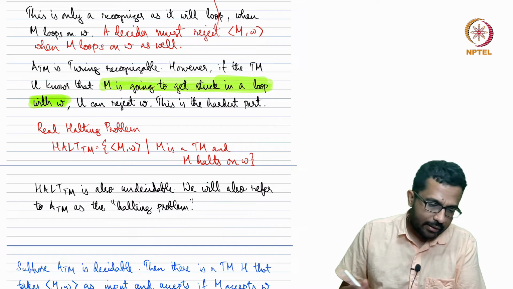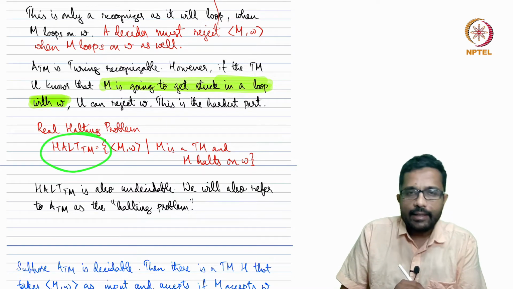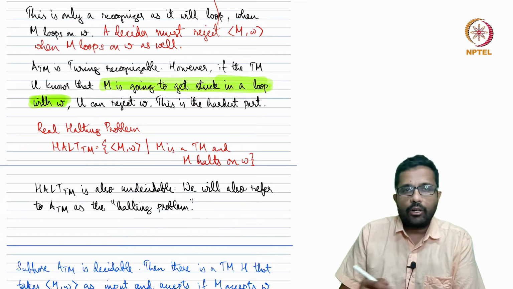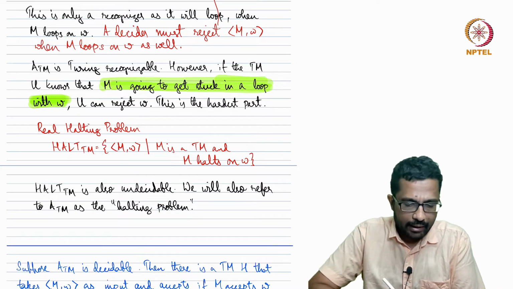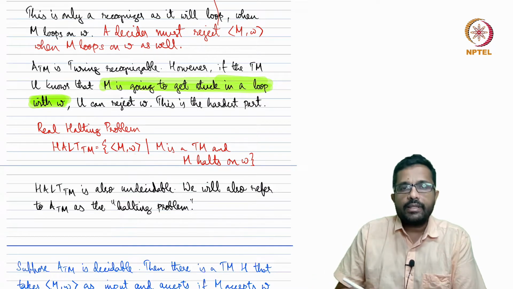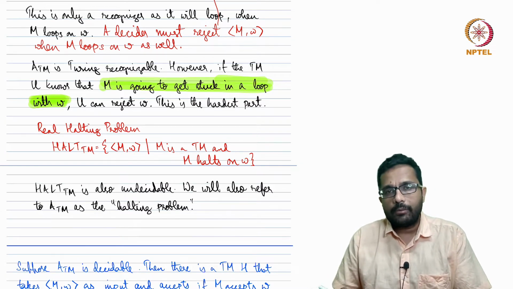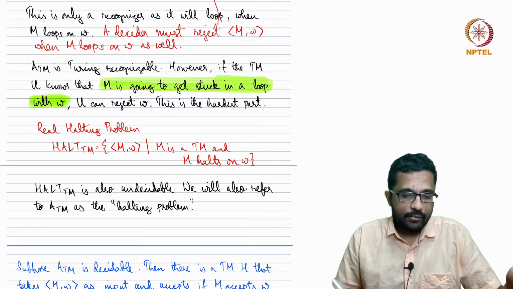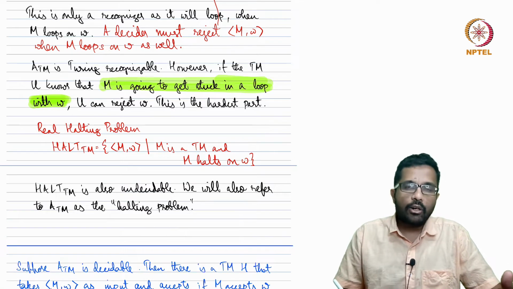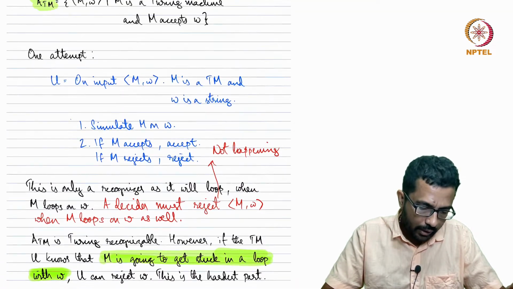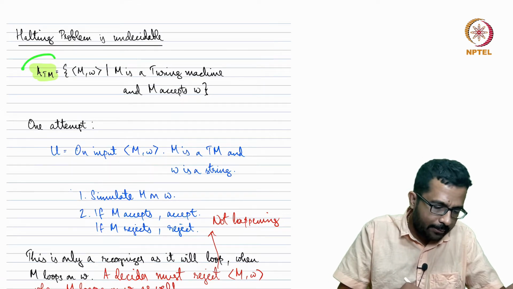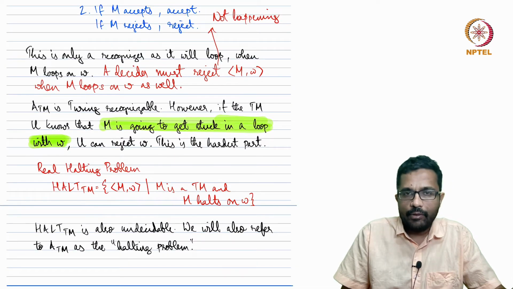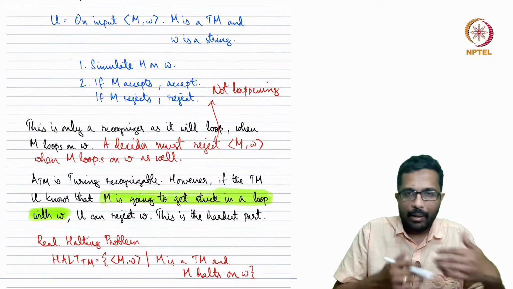So the difficulty is captured by this language here, which I am calling HALT-TM. Given a Turing machine M and a string W, HALT-TM asks whether M halts on W. So this is called the halting problem. For our class, we will also call ATM the halting problem, because if we can solve HALT-TM, we can also solve ATM, in the manner that I just said.